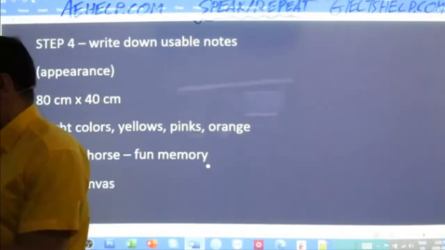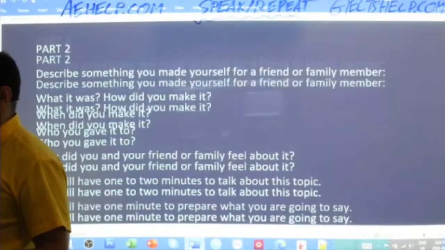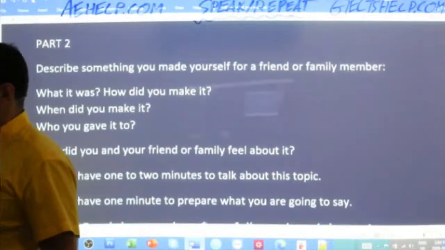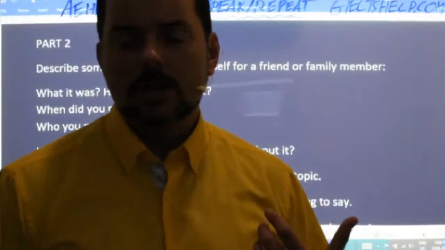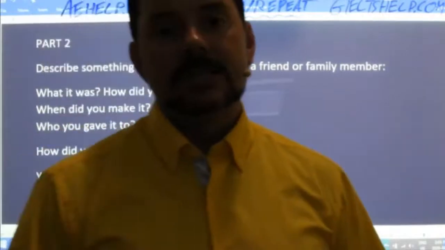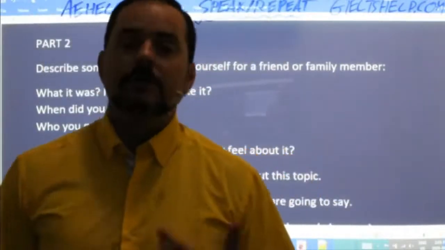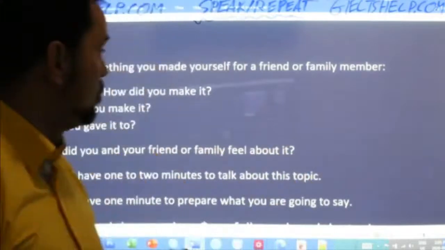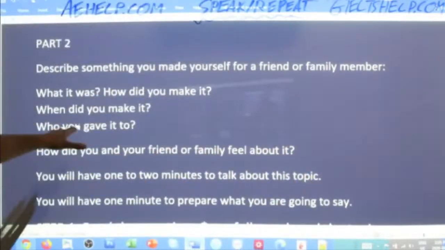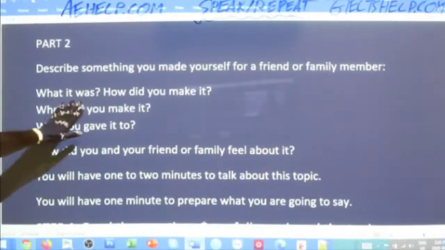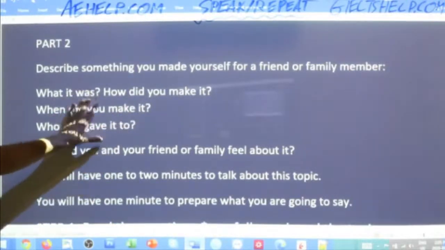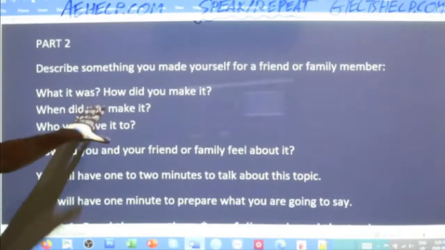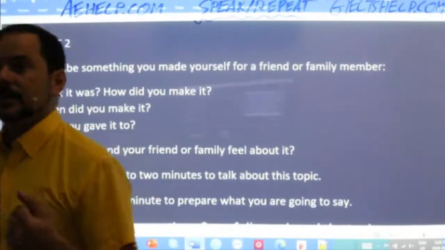Now you'll realize that the appearance here is already starting to answer some of the questions on the card. So here's where students sometimes go, yeah, but Adrian, what about the questions on the card? Well, when you're thinking about an object as appearance, origin, function, importance or significance, you start to answer these questions. So what it was, how did you make it, when did you make it, who you gave it to, okay? So these start to be covered by thinking about this, okay?